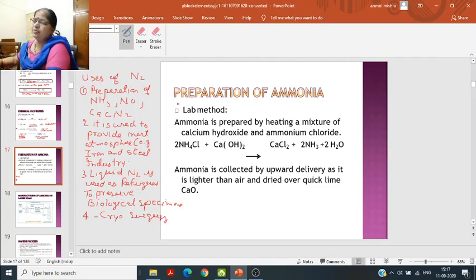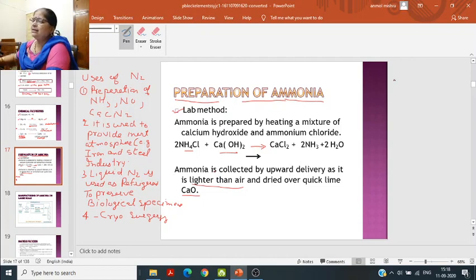The next topic is preparation of ammonia. First is the lab method. Ammonia is prepared by heating a mixture of calcium hydroxide and ammonium chloride to form calcium chloride, ammonia and water. Now here the ammonia is collected by upward displacement, because it is lighter than air, and dried over calcium oxide.